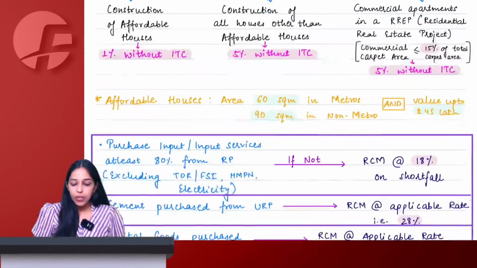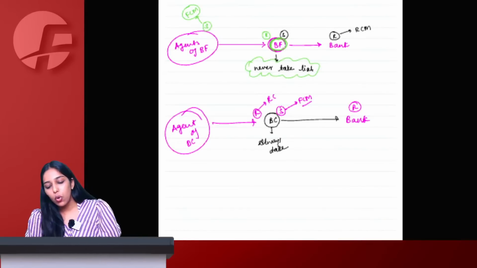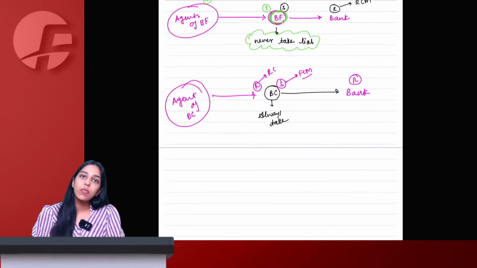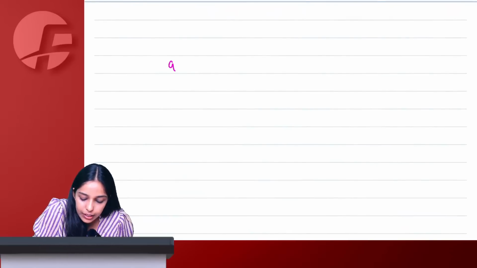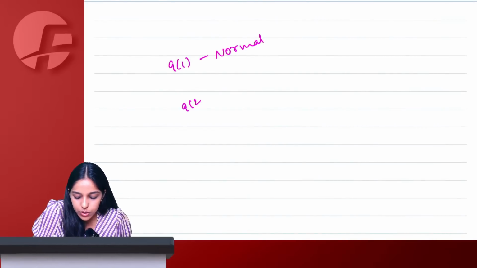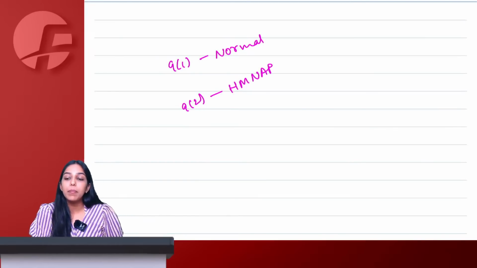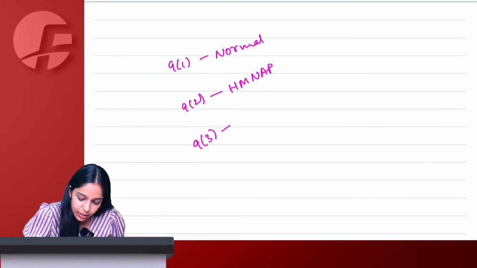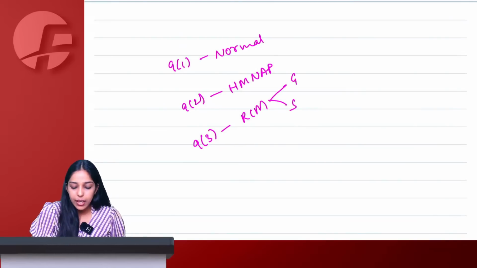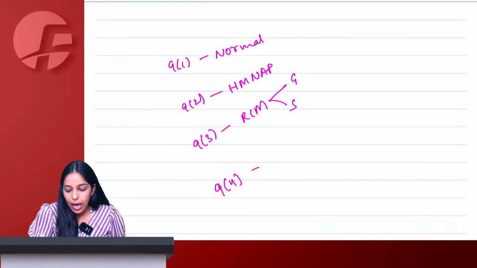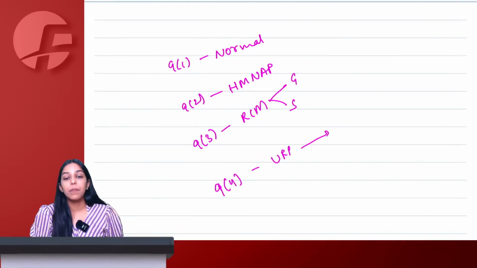Right. Now moving on to section 9.4. We are only left with two sections and then we wind up the entire charge of GST. 9.1 said normal levy. 9.2 said high speed diesel, motor spirit, natural gas, aviation turbine fuel and petroleum crude. 9.3 said RCM on goods and services. And then 9.4 talks about an unregistered person.